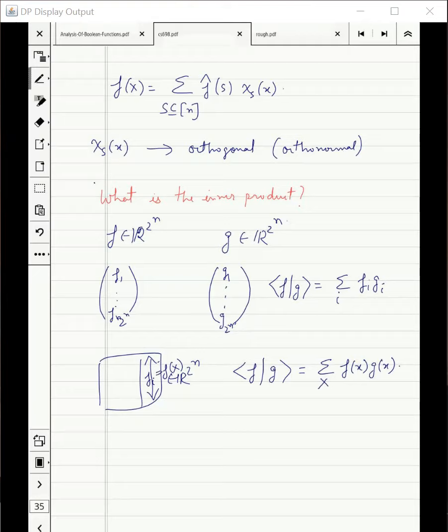What I'm trying to say is that this inner product is very, very natural. The way we have defined our functions as vectors in R to the power 2^n, this has to be the inner product. I don't hear from anyone. Is this confusing? Got it. So you are okay with that, right?